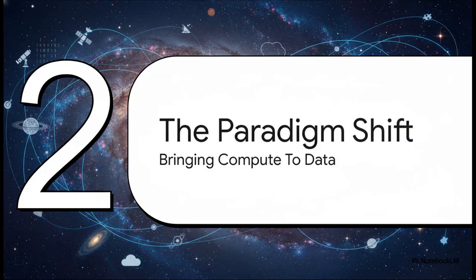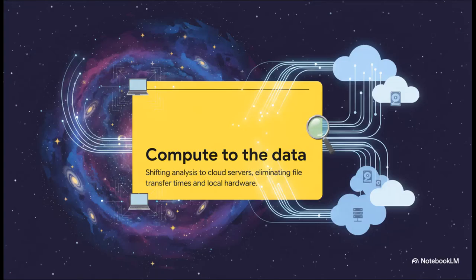Which brings us to Section 2, the paradigm shift, bringing compute to data. Because of this massive bottleneck, a totally new core philosophy was born.